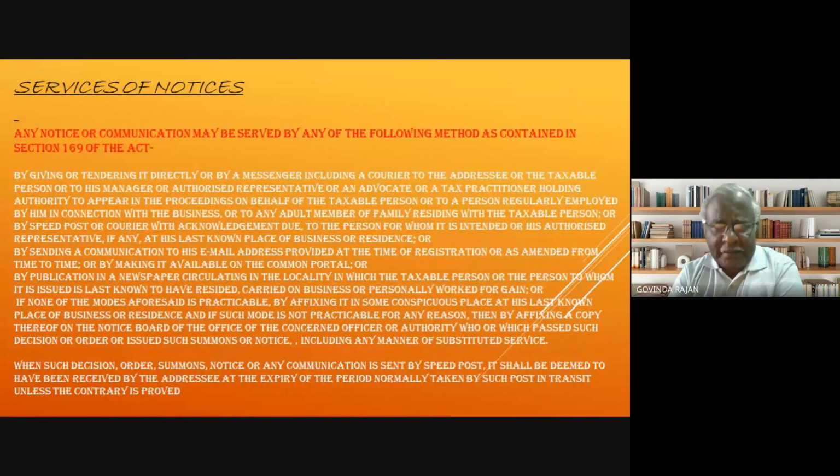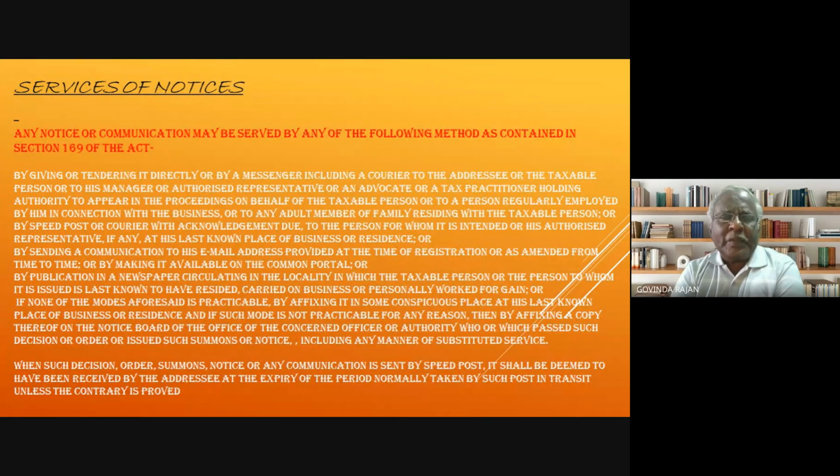Next, another point, service of notice. You may come across so many case laws where the argument is: no notice is served to me, no reasonable opportunity is given to me, no personal hearing is given to me. Such cases are mainly about service of notices. I am not receiving the notice from the appellate tribunal, so it is against the principles of natural justice.